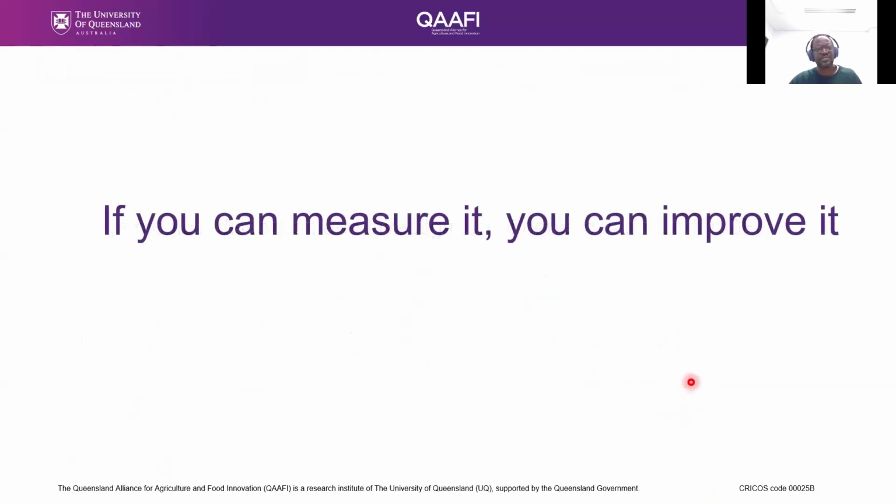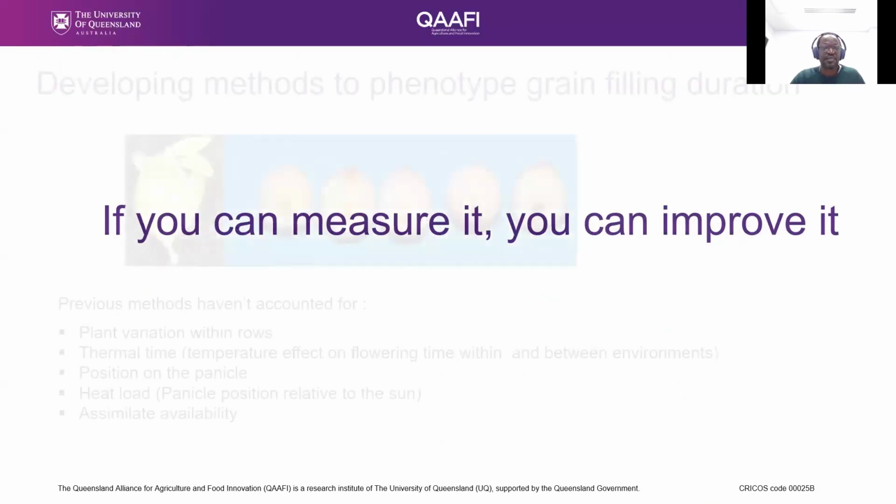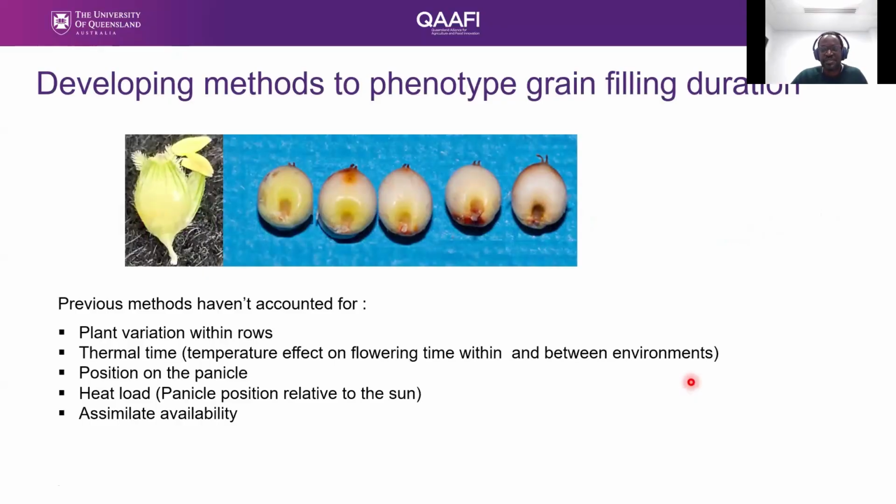So in breeding, we say if you can measure it, chances are that you can improve it if you know the limits and the available genetic variation for a trait, and to develop the methodology for measuring this trait. We looked at the literature and found that some aspects that could modify grain filling, in many studies, they've not considered, either environmental or other factors. And I will just list them and then show how we looked at them in our measurements.